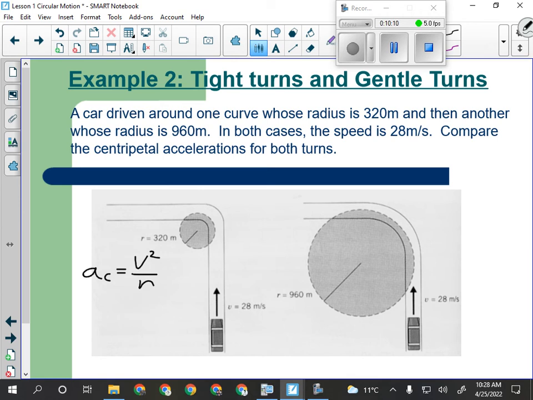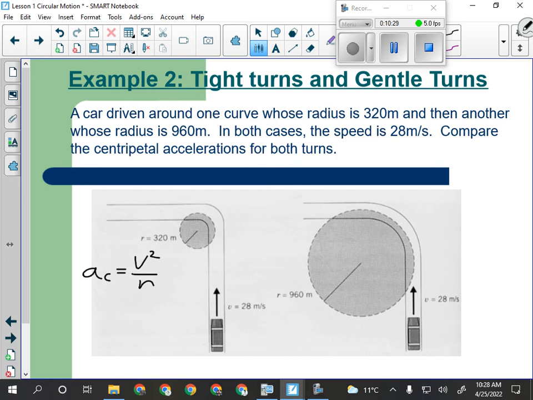Which would have a bigger effect, slowing down or taking the corner wider? Slowing down, yeah. V is squared, so any change in V is going to have an exponential effect on A. If I halved my speed, I'd have 4 times less of the acceleration.